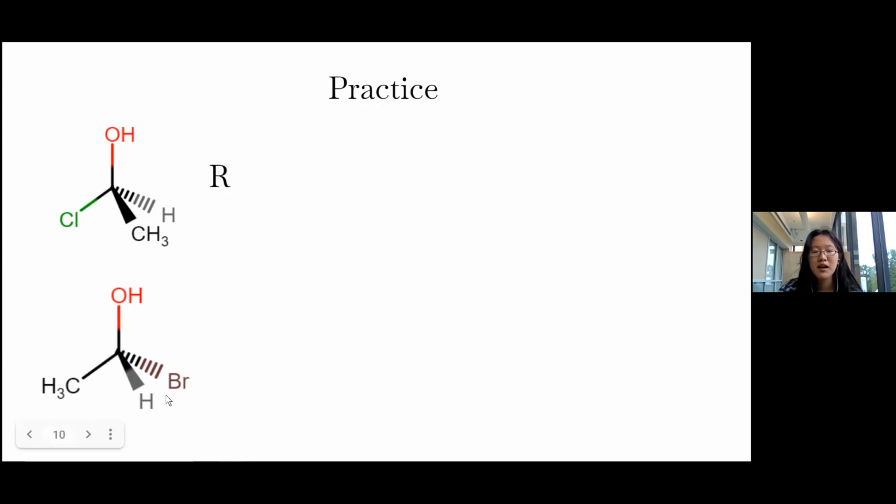configuration. But remember that we're actually supposed to be looking at it from the other side, where hydrogen is in the back. So from the front perspective, it would actually be moving clockwise. So what configuration would that be? Yeah, that's right. It'd be R configuration.